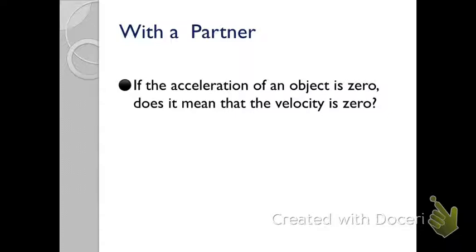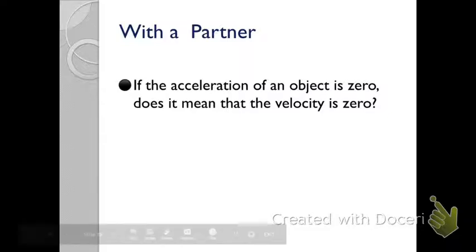That I'm going at the same constant velocity, right? I have cruise control set, right? That's what that means. So if my acceleration is 0, it does not mean that my velocity is 0. It just means that I'm not speeding up or slowing down. It means that my velocity is constant, right? That's something really important.